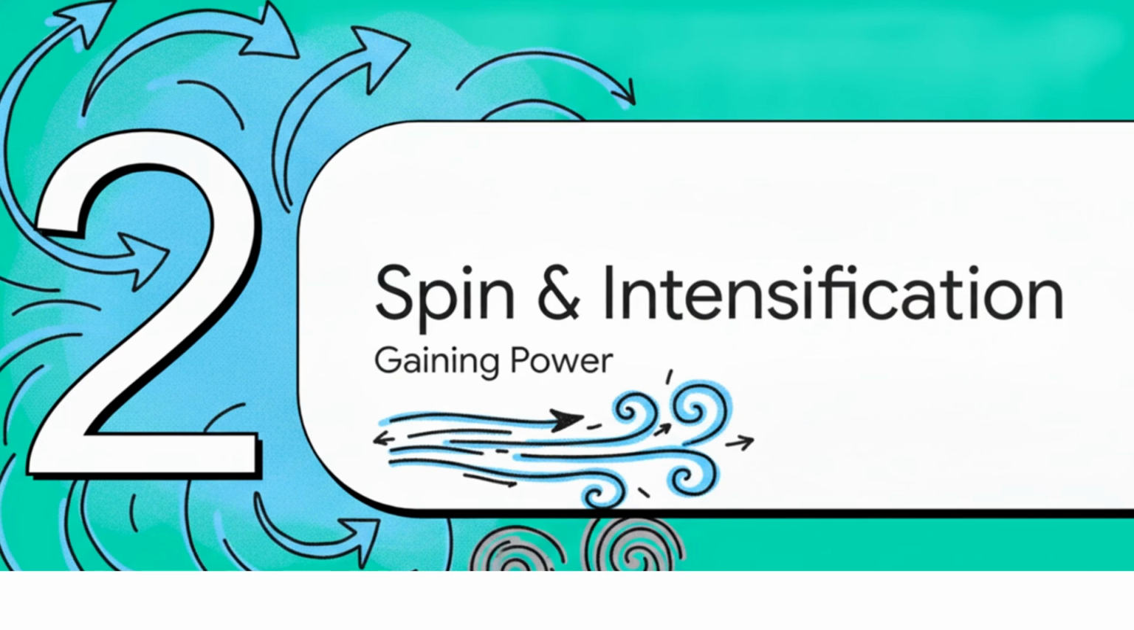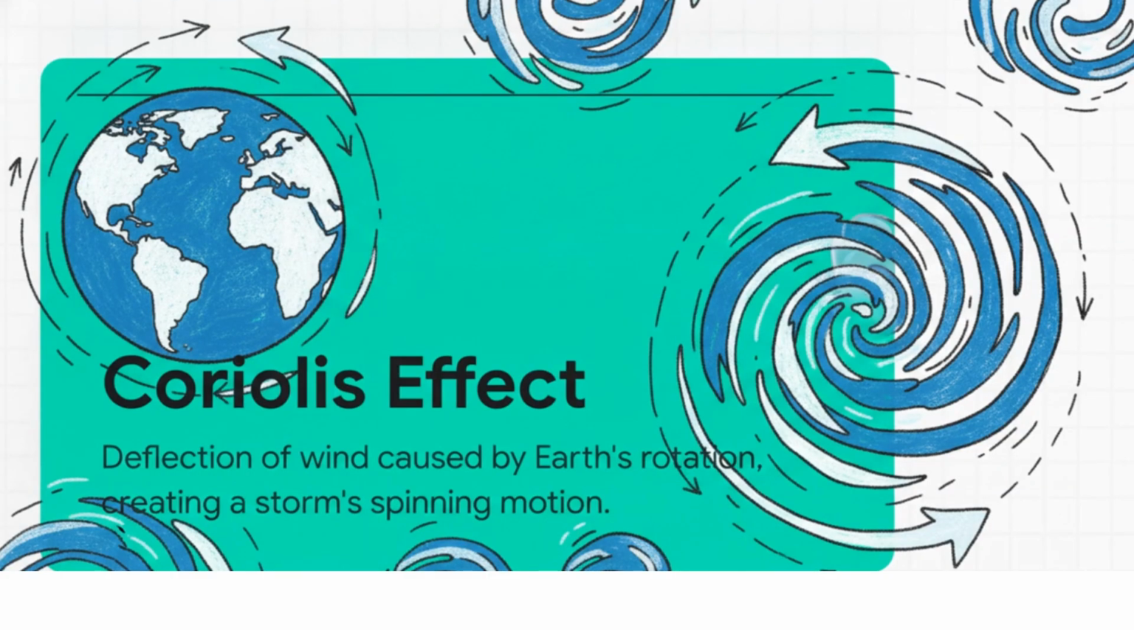Which brings us to Part 2, spin and intensification. This is all about how the storm gains its incredible power. Now we have to talk about a genuinely fascinating principle called the Coriolis effect. Remember how that cooler air is rushing straight inward toward our low-pressure center? Well, the Earth is simultaneously spinning right beneath it. The Coriolis effect is basically the physical deflection of that rushing wind caused by the Earth's rotation. So instead of flying in a straight line directly into the center, the air gets twisted. And that twist is exactly what sets the stage for the storm's massive, signature spinning motion.